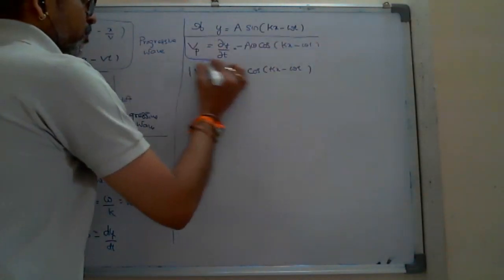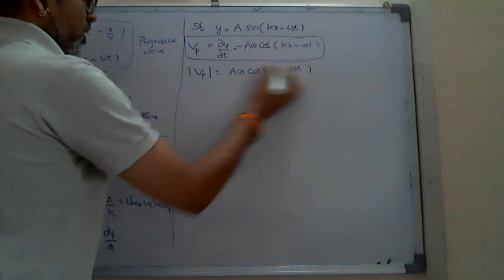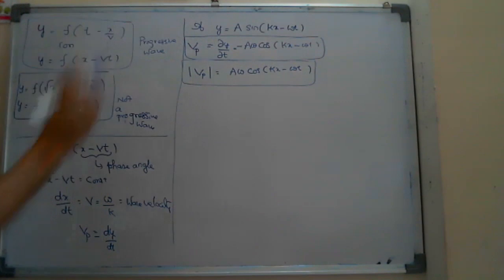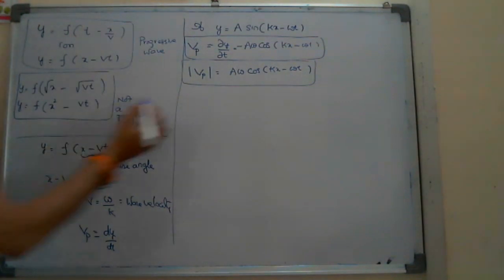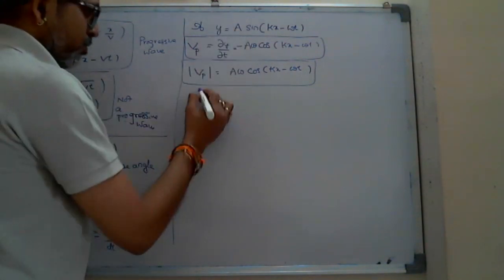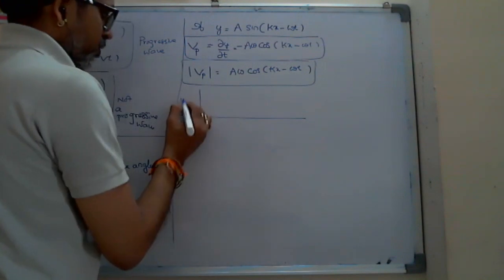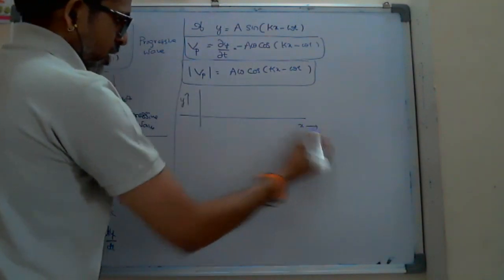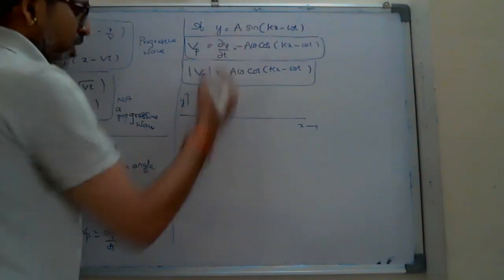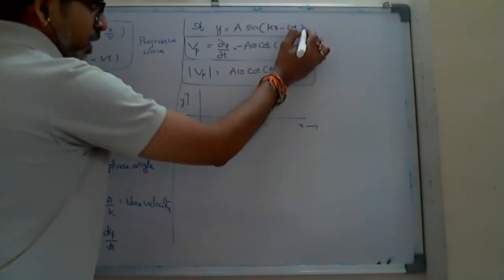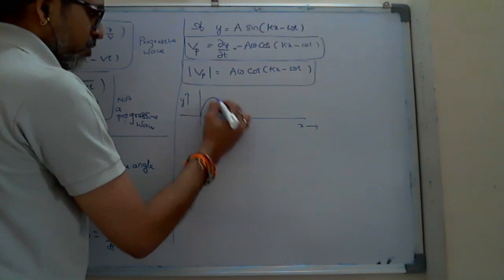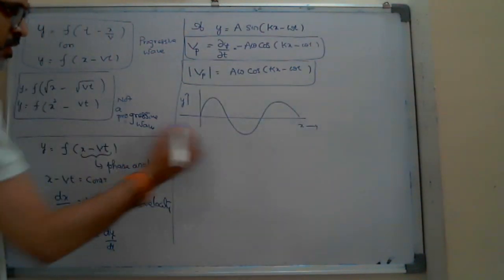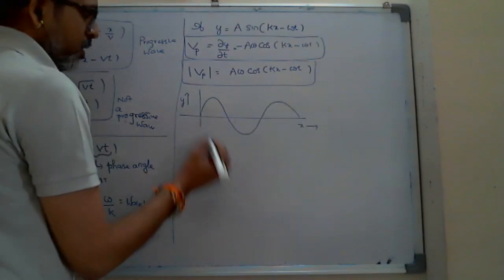Suppose I ask the relation between the velocity of the particle and the slope. For the wave, generally, with y on the y-axis and x on the x-axis, this is a sine wave without phase difference, phi equals 0. So it starts from here. We take the wave like this, a sinusoidal wave, a sine wave.